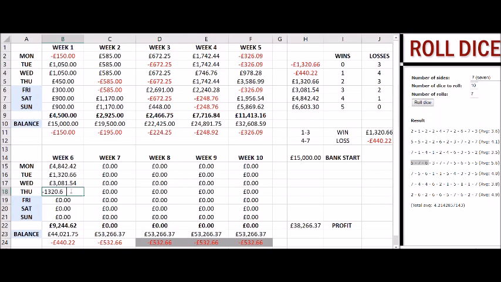And to be fair, having a losing day of 1,320.66 when your bank is 44,000, it's not. You sort of get to the point where it's not so much of a big deal anymore. Friday. So Friday and Saturday we had losses.